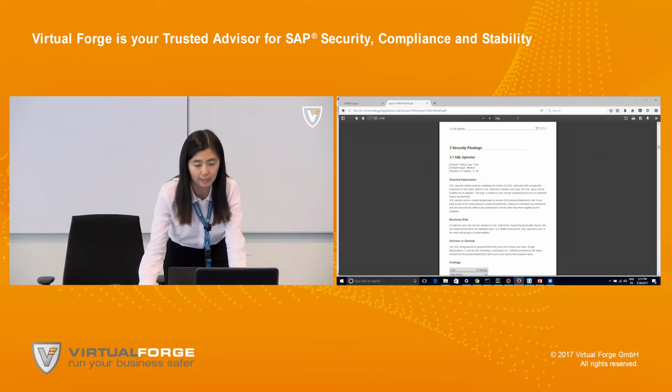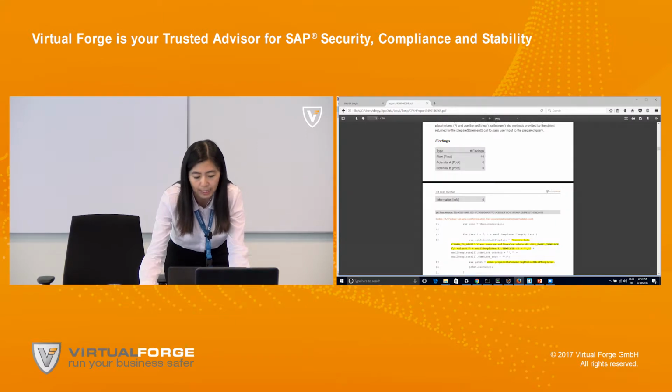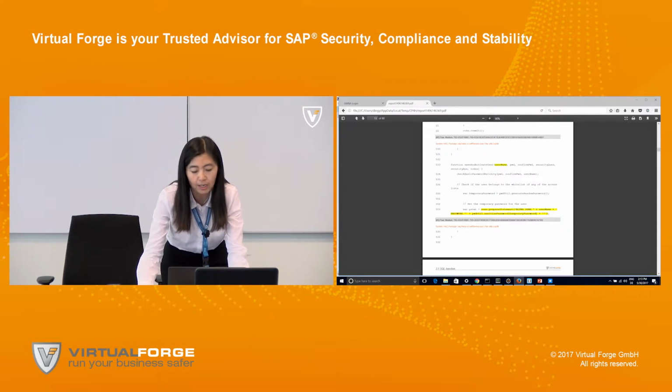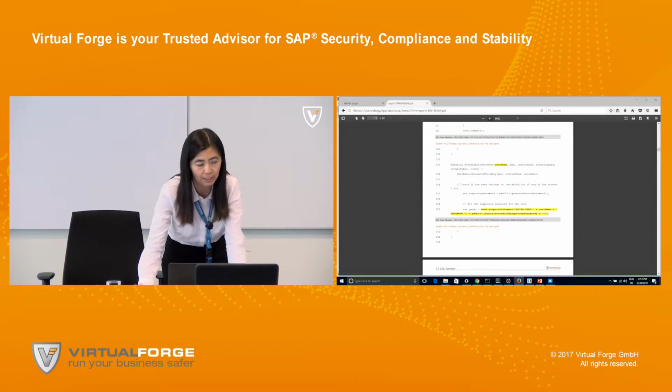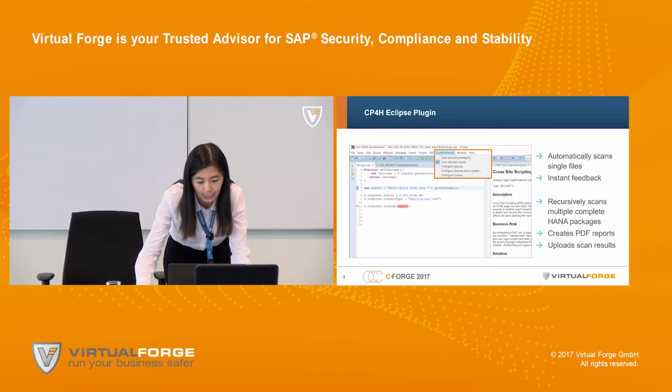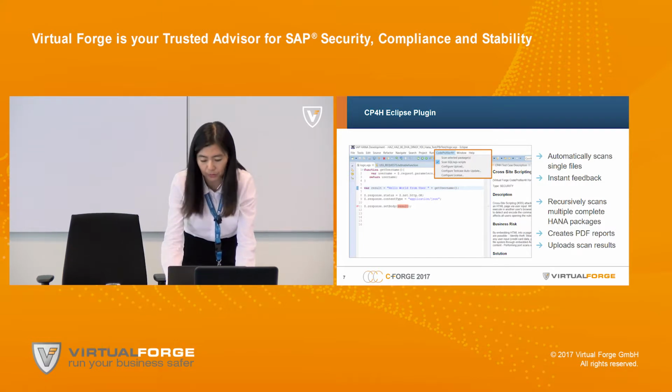Also here you see the description, you see the business risk, and you see the source code which are involved. And for SQL injection, you see the vulnerable line of code and also the information where this external import comes from. So you see the data flow. So back to my slides.